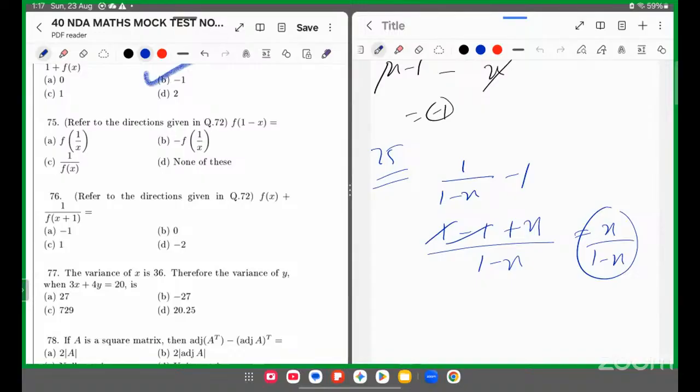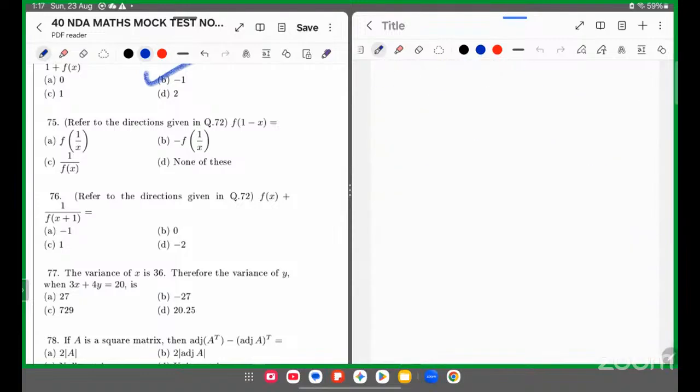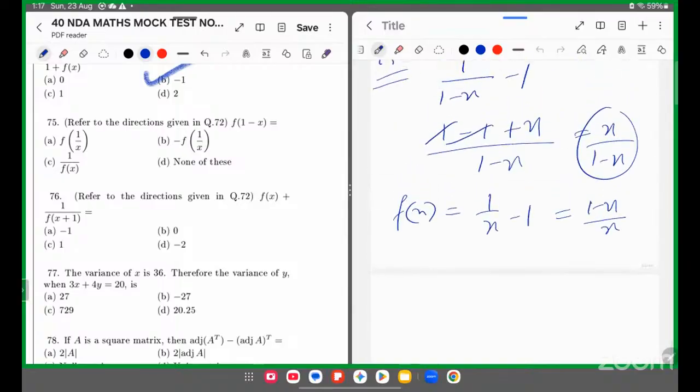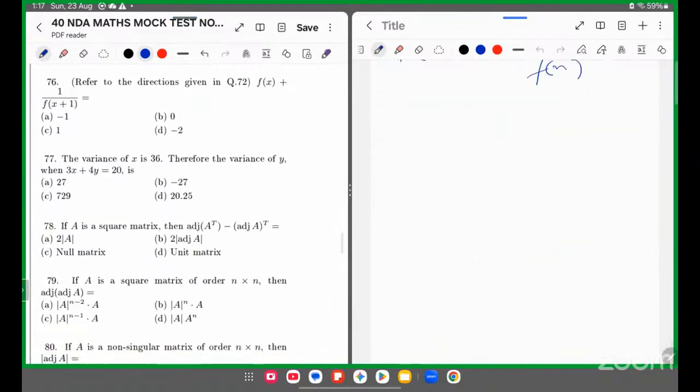So if I consider f of x, what is f of x? 1 by x minus 1. That can be written as 1 minus x by x. So this is actually the reciprocal of f of x. So I can say that f of 1 minus x is the reciprocal of 1 by f of x. So answer is 75, option C. 76.